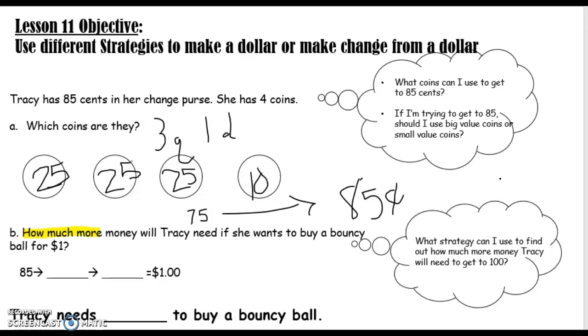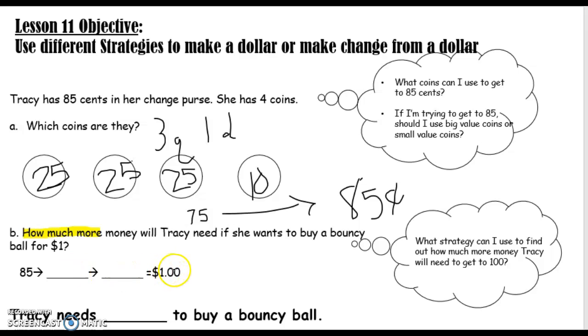How much more money will Tracy need if she wants to buy a bouncy ball for $1? Notice I have highlighted for you the key words in this problem. How much more? Okay, so there are actually 2 ways you can solve this. We know what how much more means. You can solve it by subtracting. So you can subtract what Tracy has from $1, or you can do it the arrow way. You can count up from 85 cents to $1.